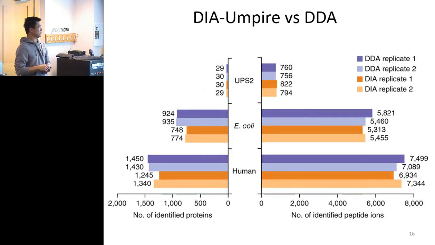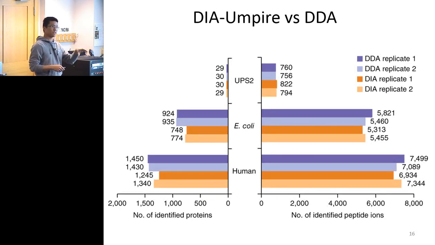So this is one experiment that we have done. We did 3 different complexities of sample. One is the UPS2. UPS2 is the standard protein. It's a mix of 48 standard human proteins, produced by Sigma. And because we know what those peptides and proteins are, we can compare between DDA, data dependent acquisition, and data independent acquisition.